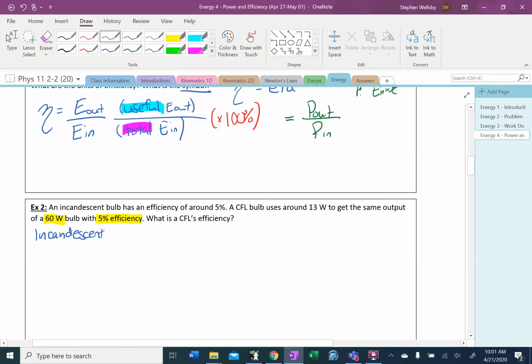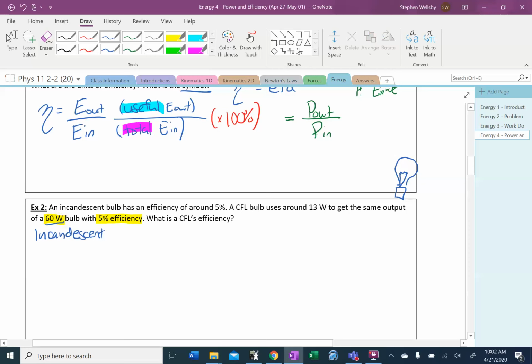You might see a light bulb in the store that looks like a weird helix-like shape that all wraps around each other. They don't look like this. So this is incandescent on the right, this is a CFL on the left. I should probably get a better picture to show you. Okay, I'll put a picture up in the notes here. So this is an incandescent bulb, and we're getting the power output with 5% efficiency.